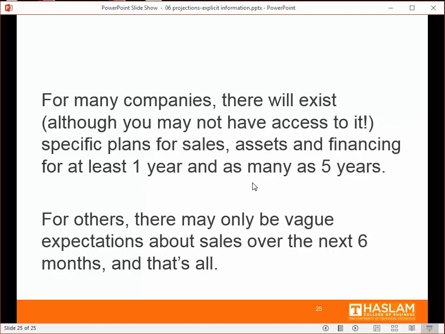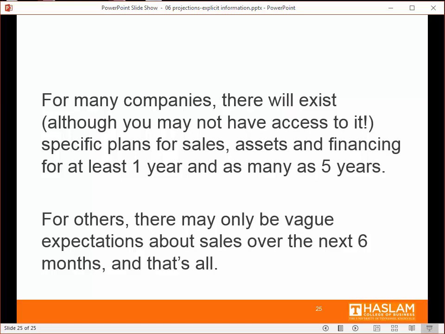For many companies, just to remind you, there's going to be specific plans for this, and they're going to know how much short-term debt, long-term debt they're going to be adding. They're going to know what the asset levels are supposed to be over the next several years, all of this. For some companies, however, especially small companies, there may be only vague expectations about what's going to happen. Especially, they may only have an idea about what sales is going to be over the next 6 months, and that's about it. So there's a wide variability in how much information is available.